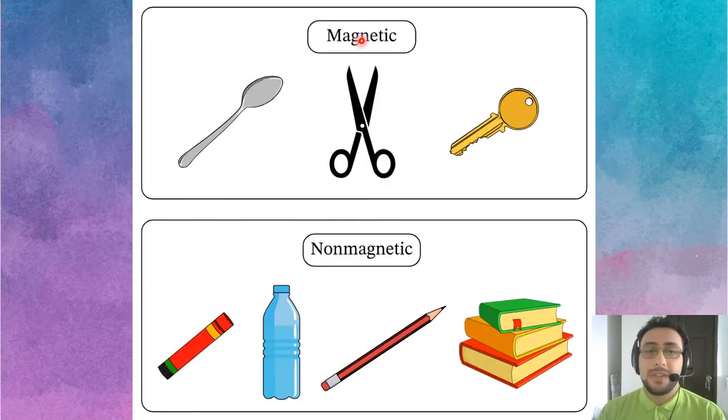Now, we have these three magnetic objects, a spoon, scissor, a key, but it depends on what they're made of. If this key is made of plastic, it's not magnetic, okay? But if it's made of iron, for example, it is magnetic. Non-magnetic: crayon, bottle of water, it's plastic, right? This pencil, but if this part of the pencil is made of, let's say, iron, yes, it's going to attract. Books. Nope. They are non-magnetic.